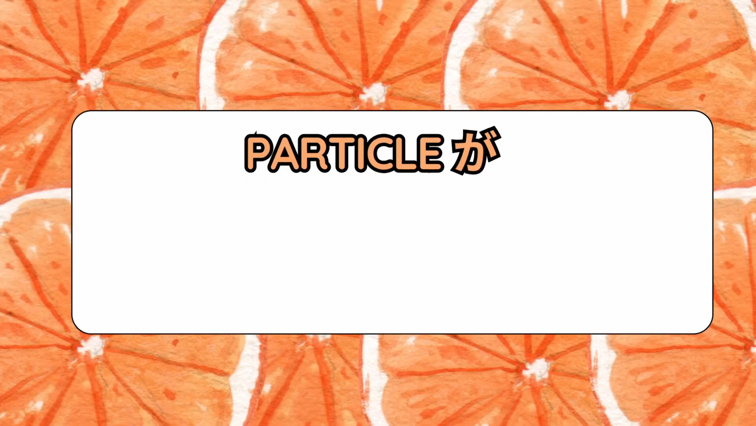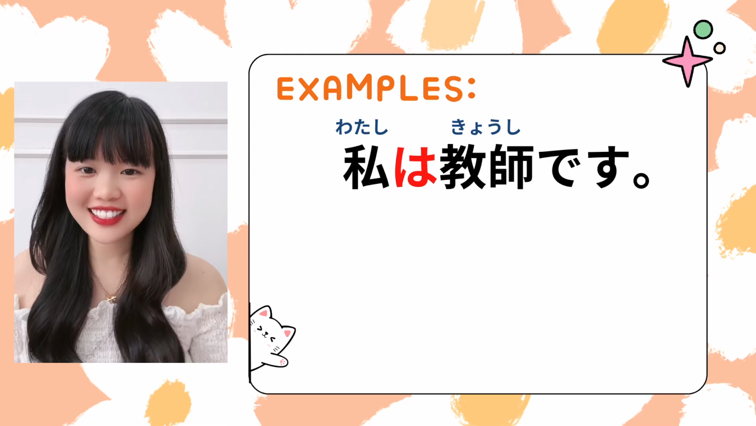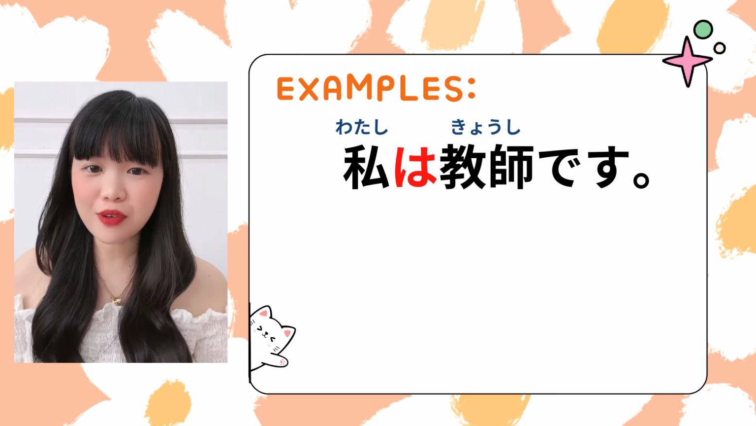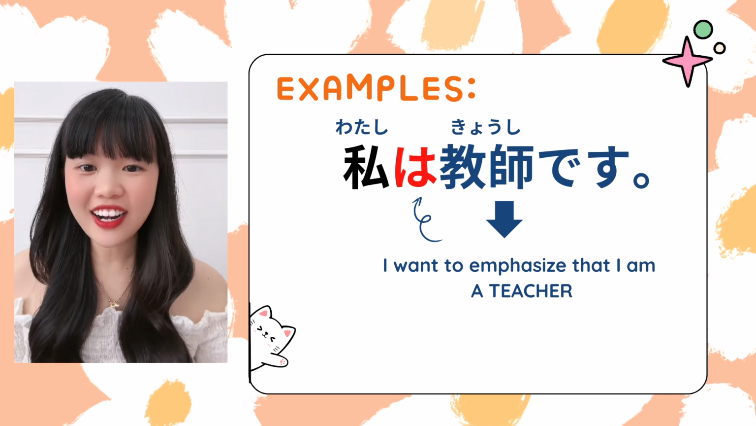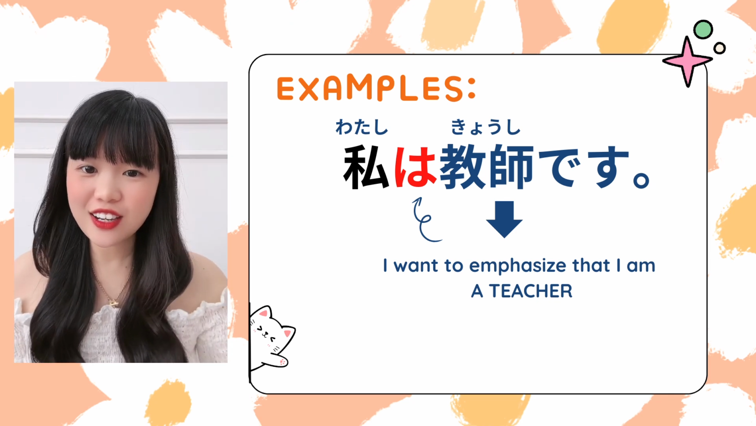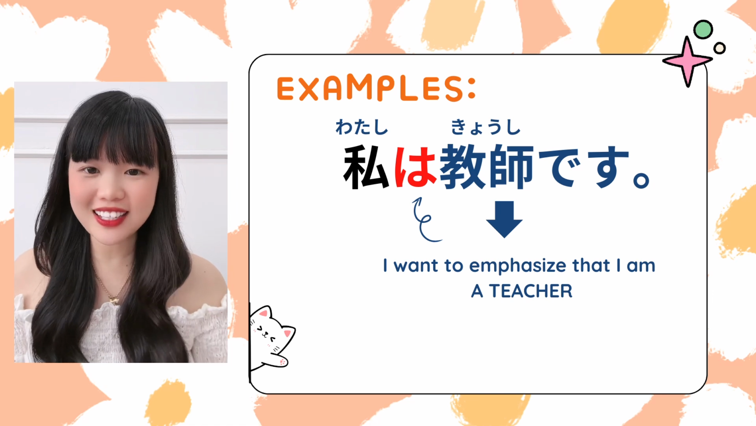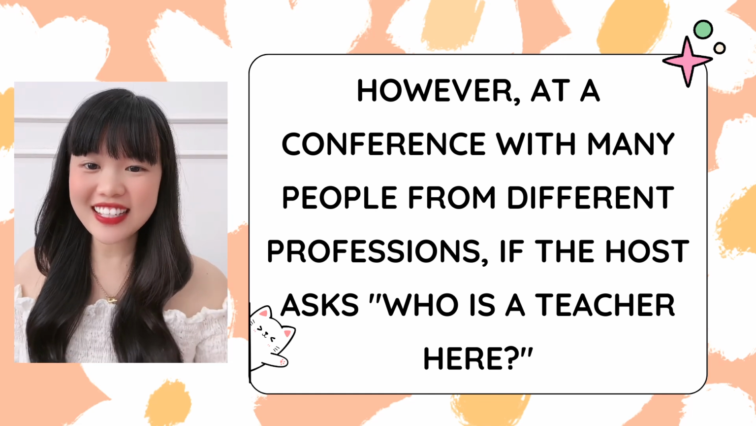The next particle we are going to learn is ga. It has many uses, but remember that when we use ga, we want to emphasize the part of the sentence that comes before it. For instance, when introducing myself, I would say, watashi wa Kiyoshi desu. I am a teacher. Here, I want to emphasize that I am a teacher. So, teacher Kiyoshi comes after the particle wa. However, at a conference with many people from different professions, if the host asks, who is a teacher here?